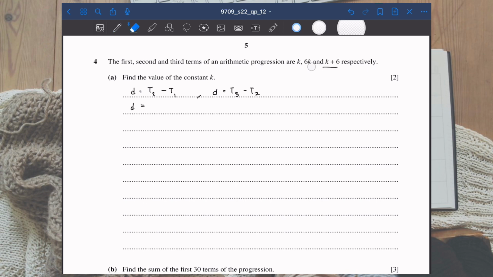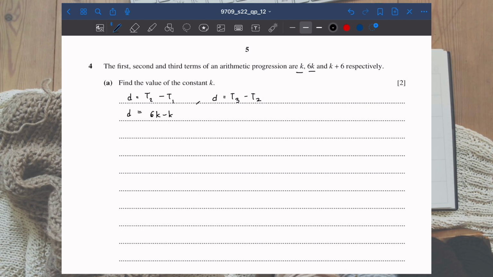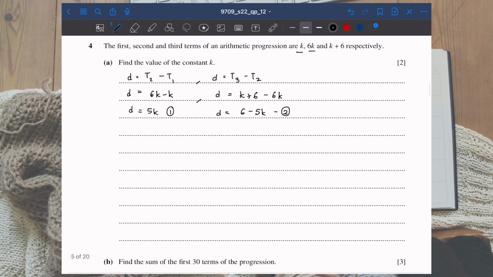So if we minus our first term from our second term, we get 6k minus k, 5k. This will be our first equation. And then our difference is also the third term minus the second term. So k plus 6 minus 6k. This will give you 6 minus 5k, the second equation.